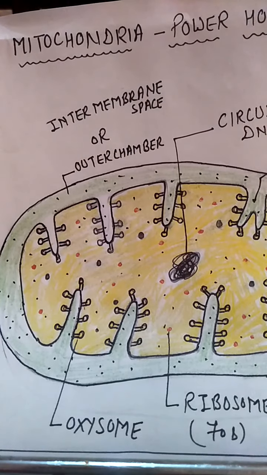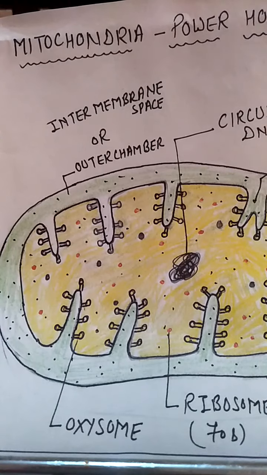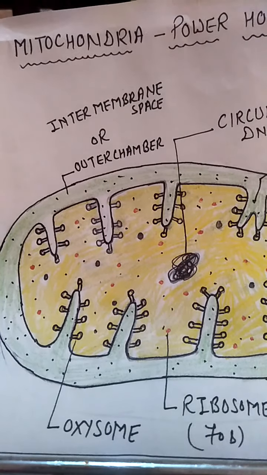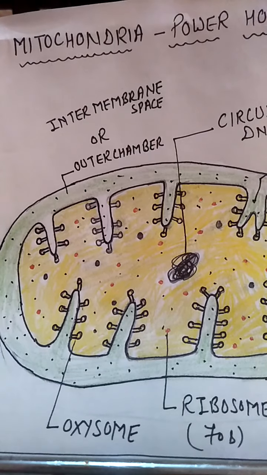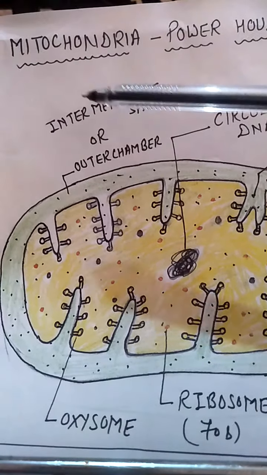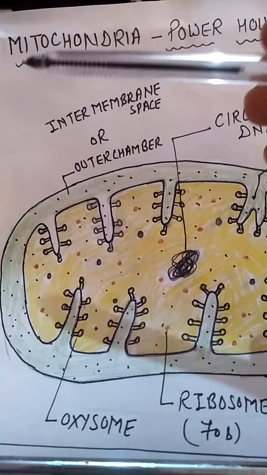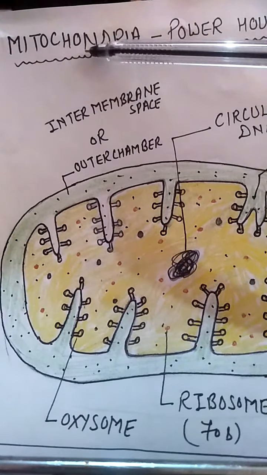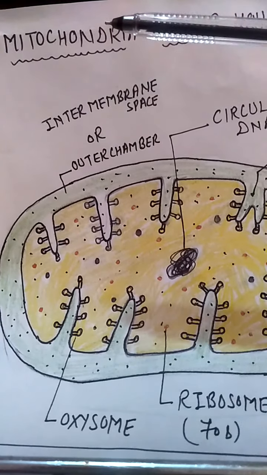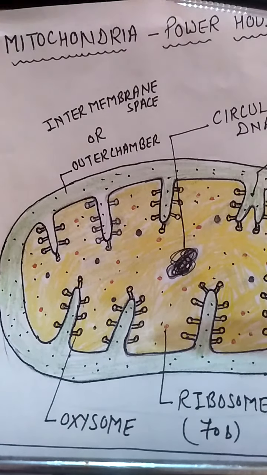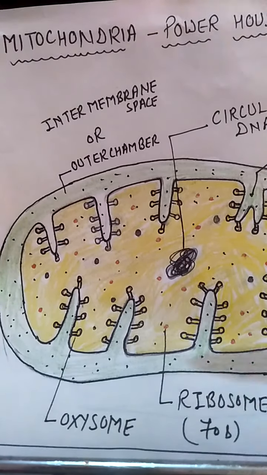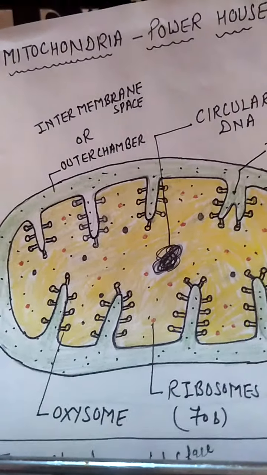It was first discovered by a scientist named Kolliker, and its name, mitochondria, was given by another scientist named Benda. The word mitochondria is made up of two parts: mito means thread, and chondria means granule. These are thread-like structures, or sometimes they are in vesicle form, containing different kinds of granules between them.